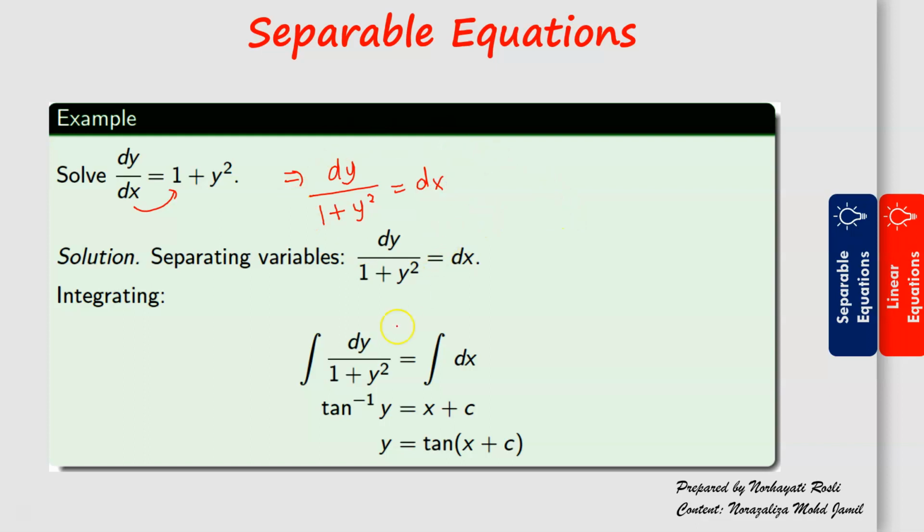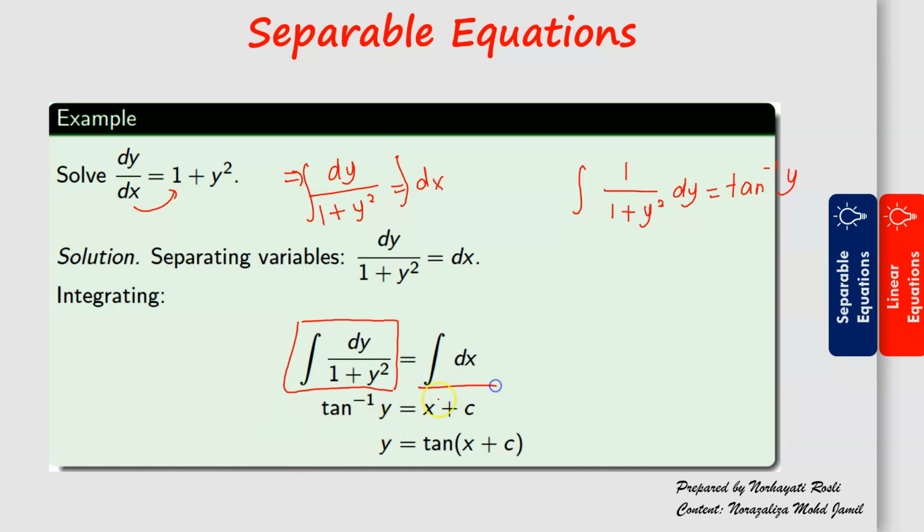How to solve this one? You need to integrate both sides. The function on this part is quite complicated, so how can you integrate it? Actually, you can refer to the mathematical formula book. The integration of 1 over 1 plus y squared dy, from the mathematical formula book, gives the answer arctan y. So that's why we got arctan y here.